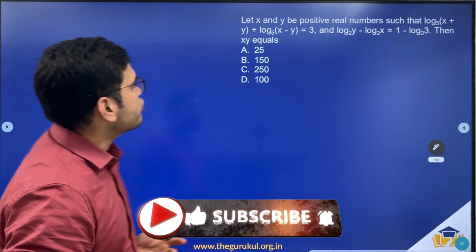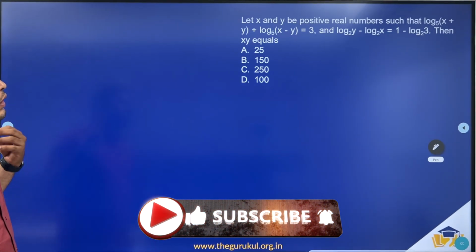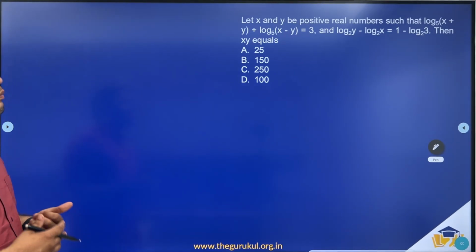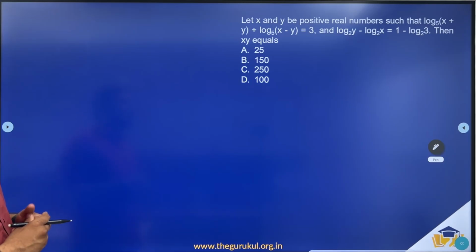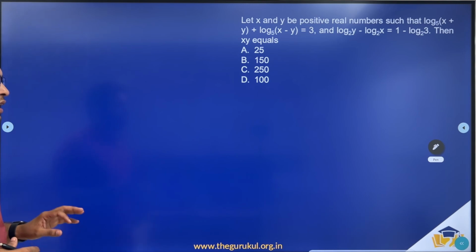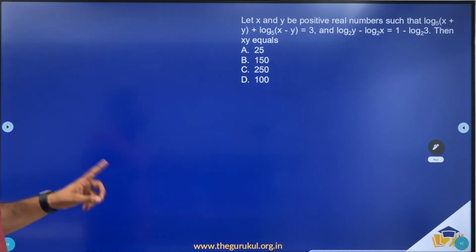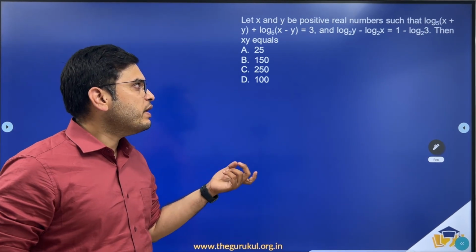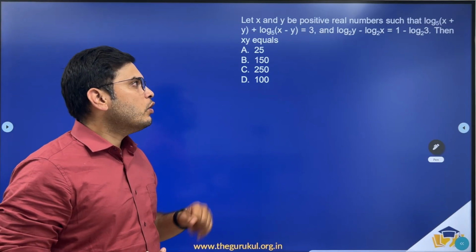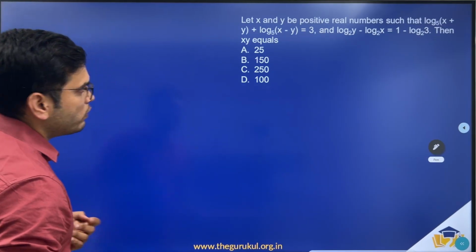Now coming to the third question, a question from logarithms. Let x and y be positive real numbers such that log base 5 of (x plus y) plus log base 5 of (x minus y) is equal to 3, and log base 2 of y minus log base 2 of x is equal to 1 minus log base 2 of 3. Then xy equals?